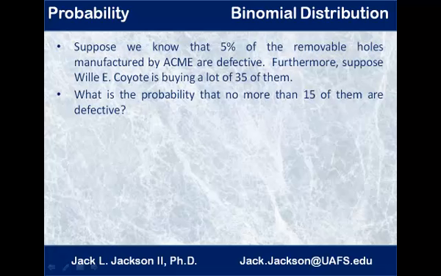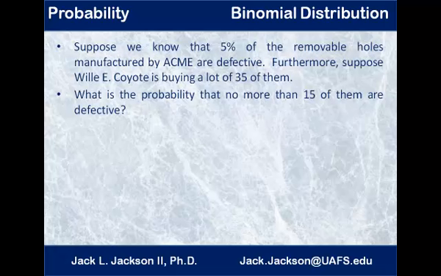Alright, here we go. Suppose that 5% of the removable holes manufactured by Acme are defective. Furthermore, suppose Wile E. Coyote's buying a lot of 35 of them. So same thing again. What if we want to know that no more than, actually I want to change that from 15 to 6. So no more than 6 of them are defective. Go ahead and figure that out. No more than 6 of them are defective. Press pause now.